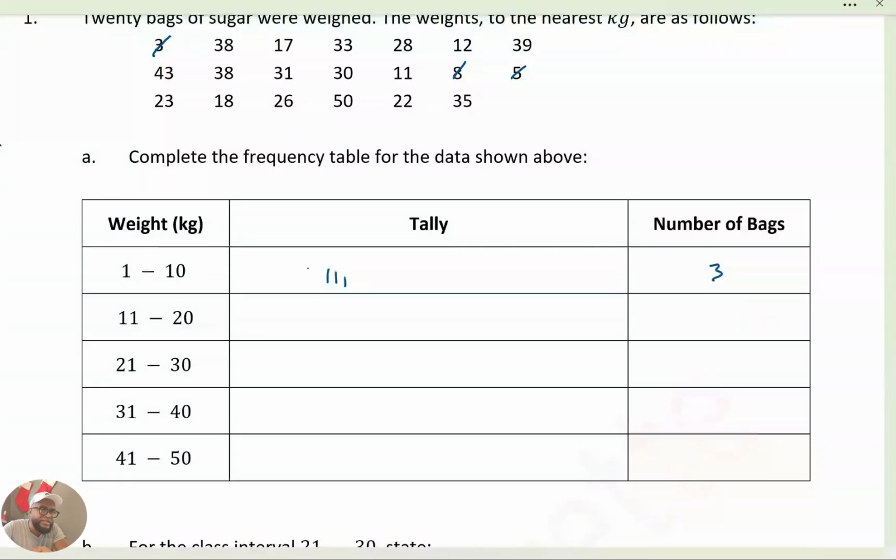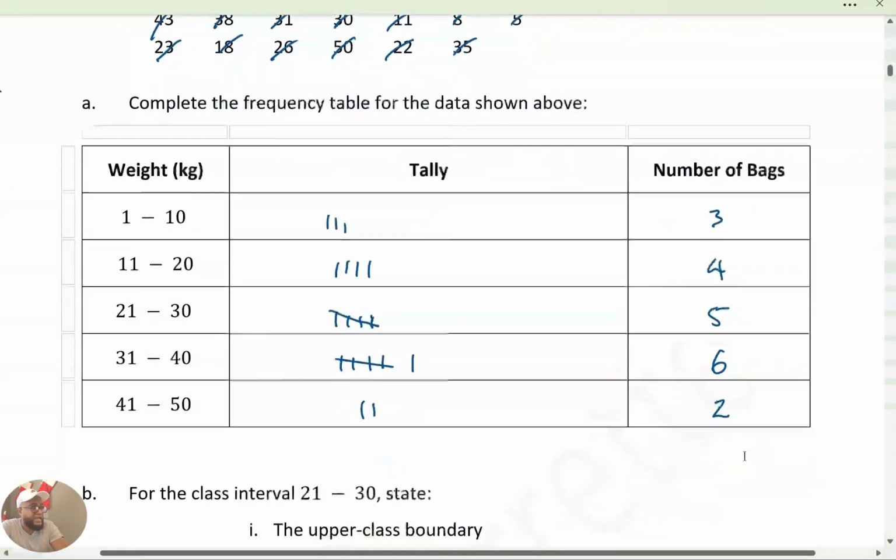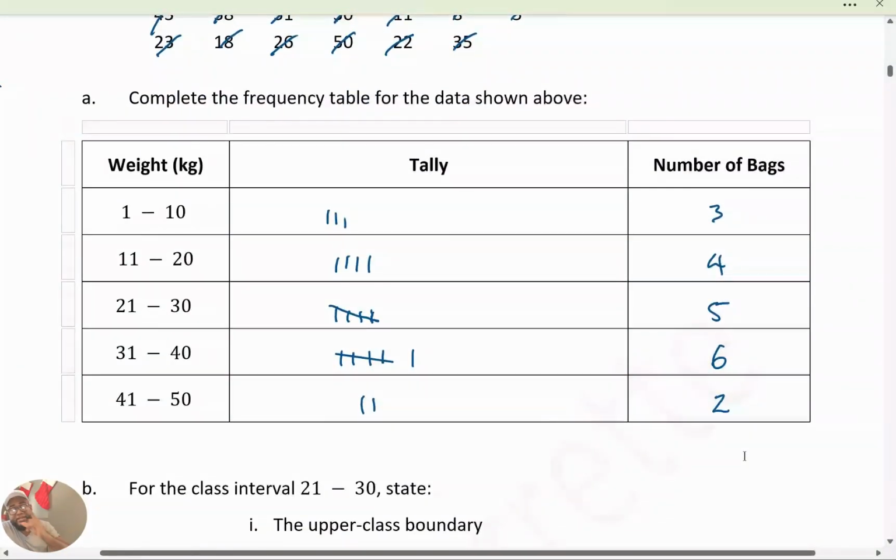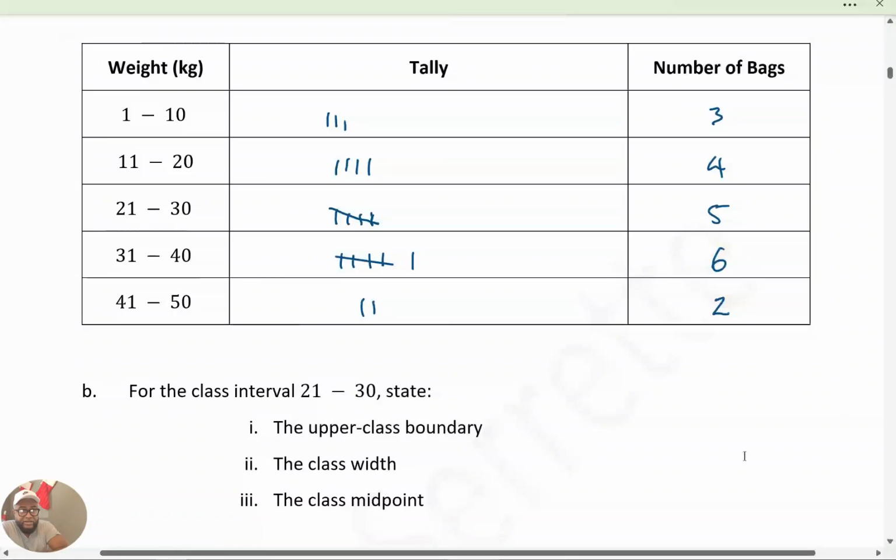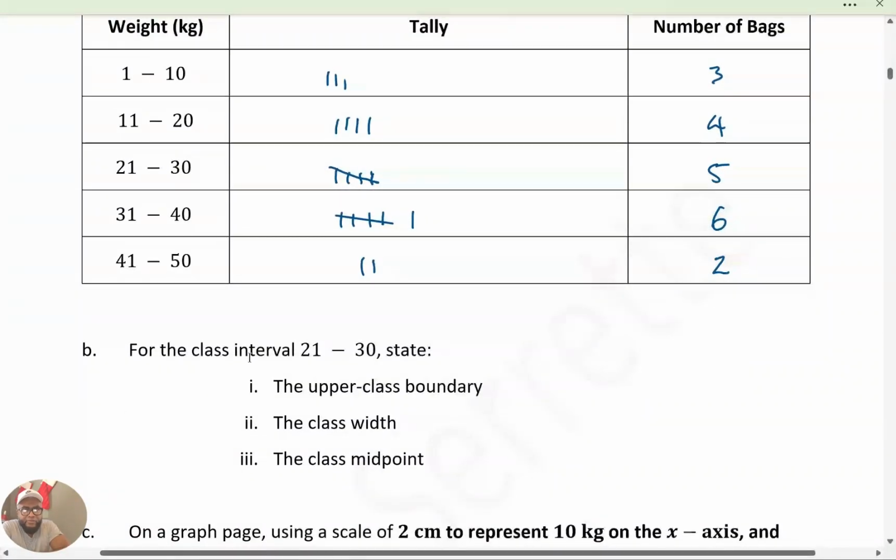How many numbers between 11 and 20? 1, 2, 3, 4. Correct there? This will be 5. Everybody good with this table? That's how easy we do this table, right? We start with the easiest question, obviously. So we go down here now.